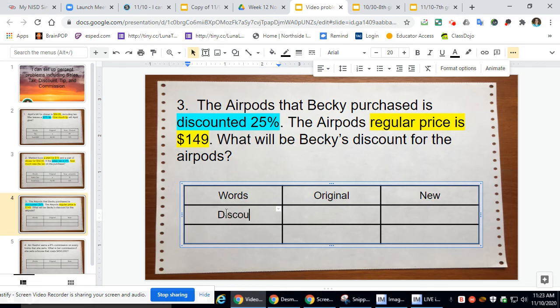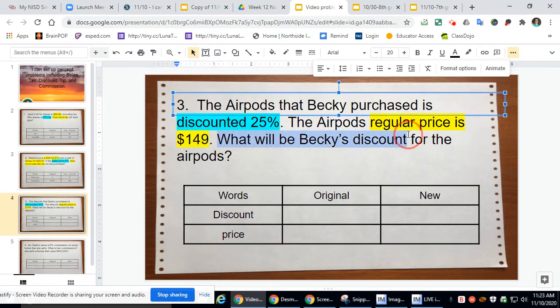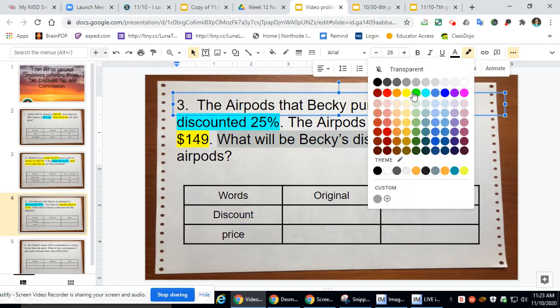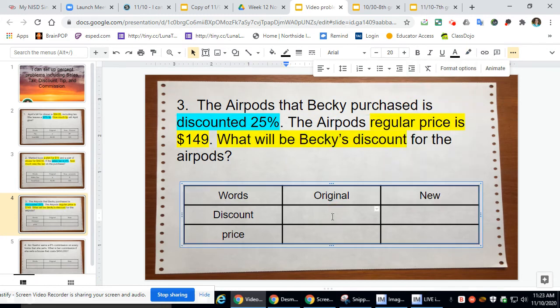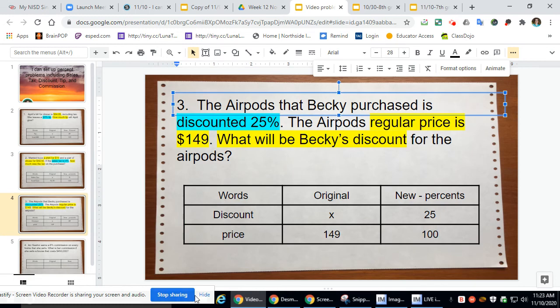So we've got our discount and our price. Do we know how much our discount is? Oh, no, look right here. What is Becky's discount? We do not know that information, so that is our X. And the regular price is $149. New is always going to be our percents. So if the new is our percents, we've got 25% there. And remember, a whole is always 100%. And there's another perfectly done setup for you.